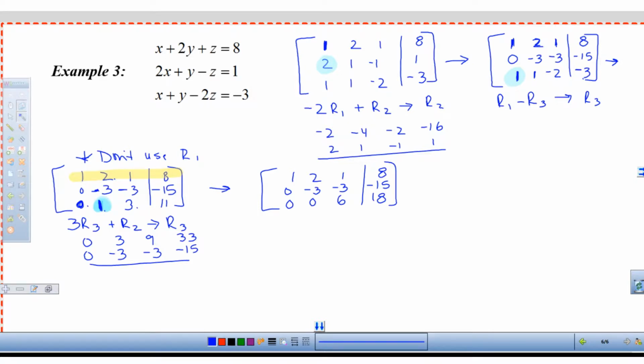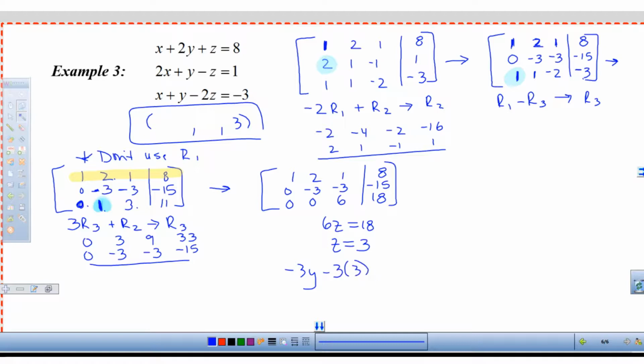Okay? So now start at the bottom. This means 6z equals 18. Divide by 6, that means z equals 3. So your third number is a 3. Go to the row up above. Negative 3y minus 3 times z, which is a 3. I'm going to put it right there. I'm not going to even put a z. I'm just going to put what z is. So now I have negative 3y minus 9 equals negative 15. That gives me negative 3y equals negative 6. Divide by negative 3, and I get y equals 2.